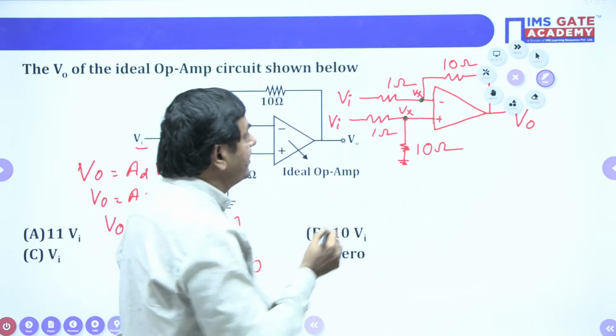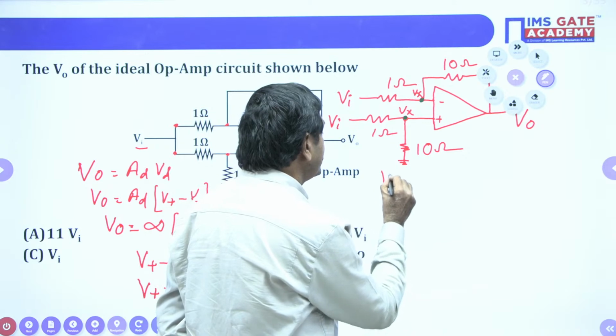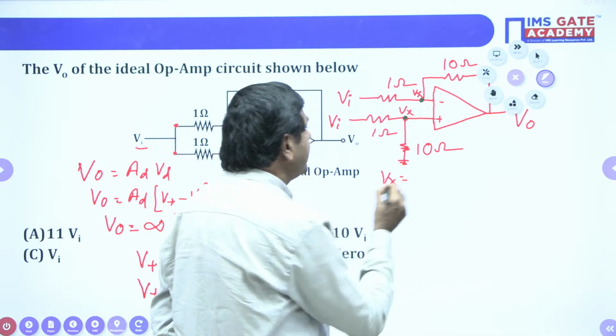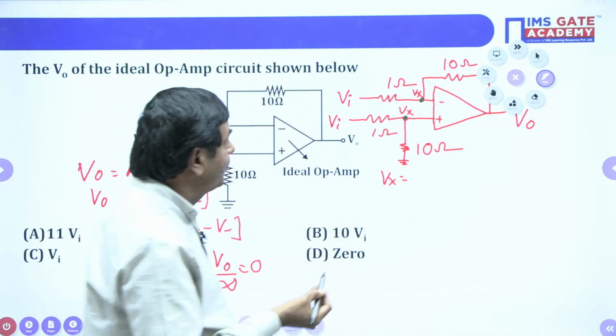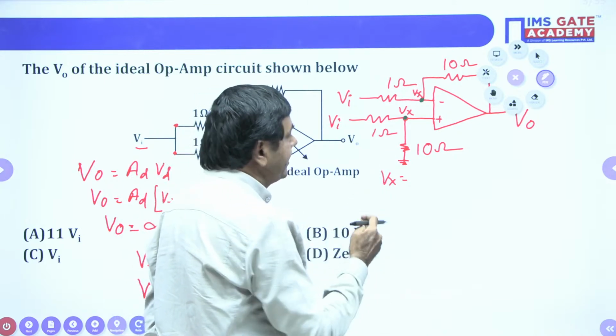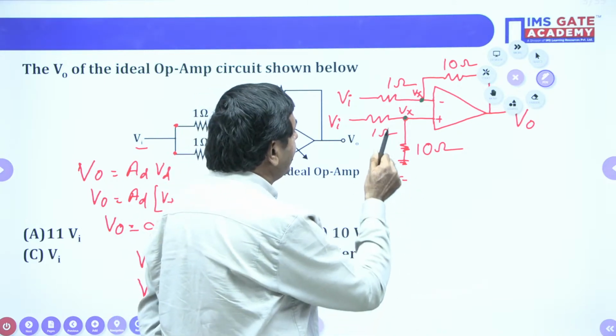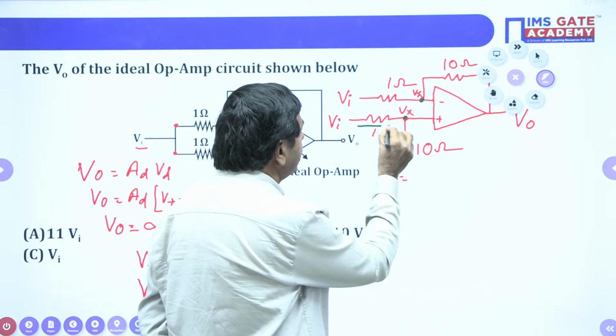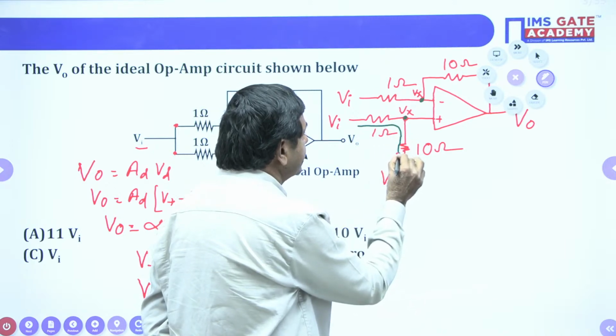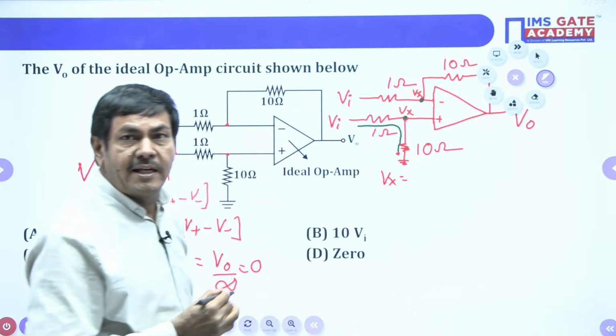How can I find the Vx value here? Just watch. As per the voltage division formula, we can get Vx. Whenever this network is given, the current will pass this side and divert this side only. No current will pass.